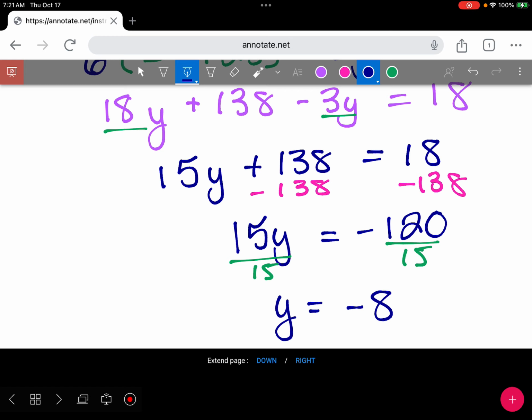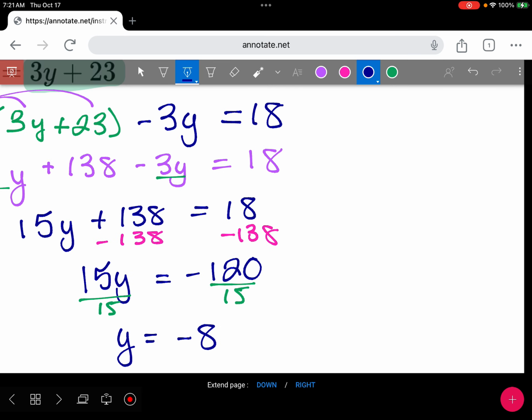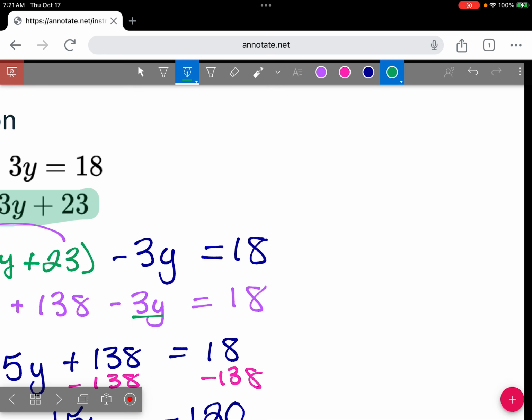Whew, we're done, right? My whole answer. What do we need to do? Find our x, substitute it back in. I'm going to take my x equals equation because that makes my life way easier. We're going to have our 3 times y, but now I know my y is going to be negative 8, plus 23.